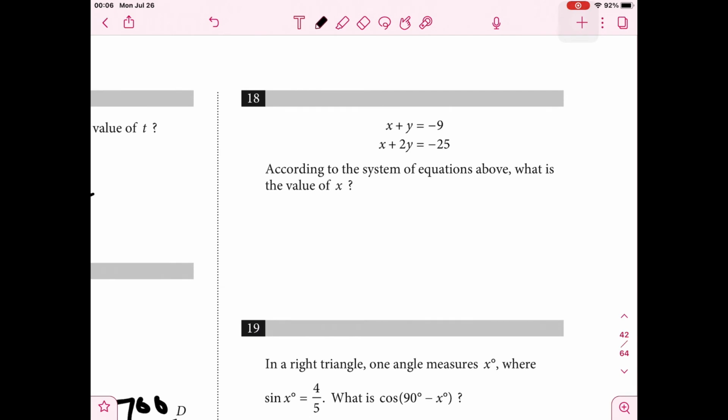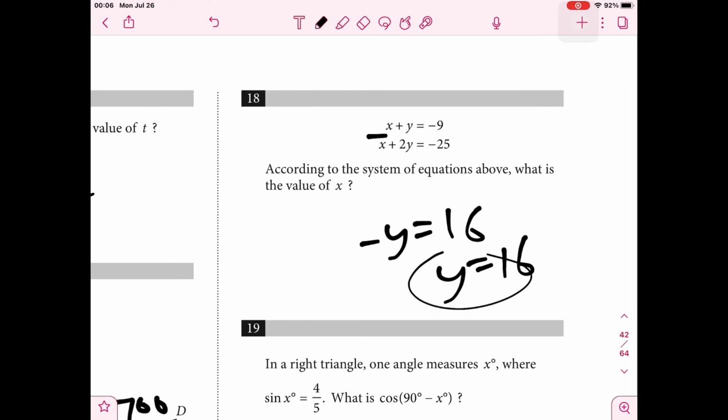In the system of equations, what's the value of x? Just subtract here. Is this y minus 2y? So that's negative y is equal to plus 25, 16. So y is equal to 16. Always just plug in and check. That's 32. I'm sorry, that's 16 plus 16. So that would be negative 25. And that would be negative 25 plus 32.